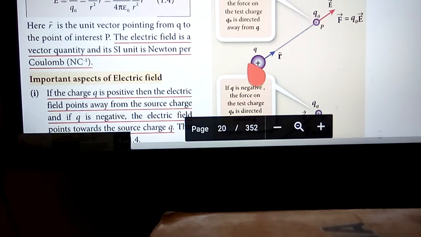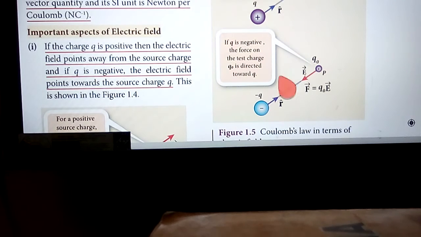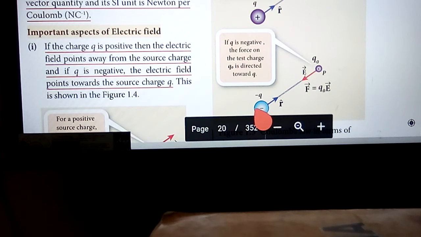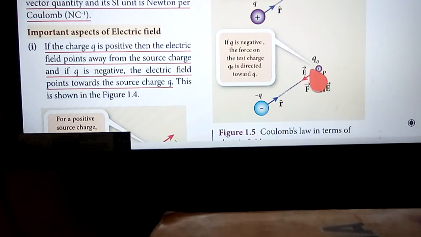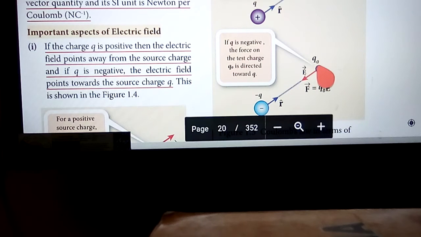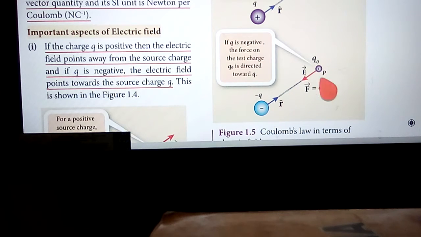point positive charge Q. Similarly, if you are bringing a positive test charge Q0 towards a negative charge, then the electric field will be directed towards the charge minus Q, and the force is given by F is equal to Q0 times E.